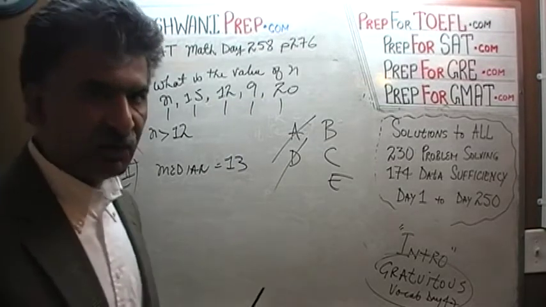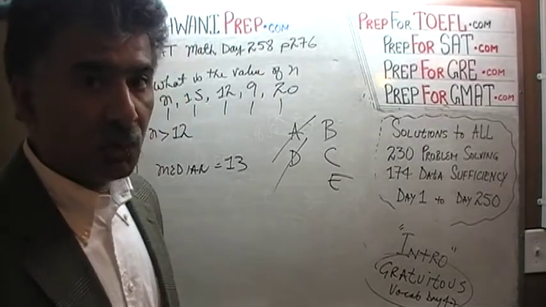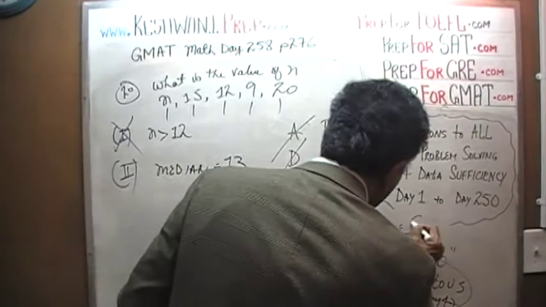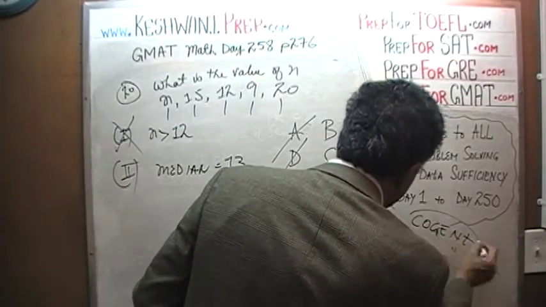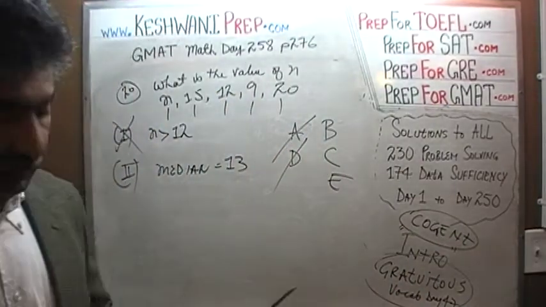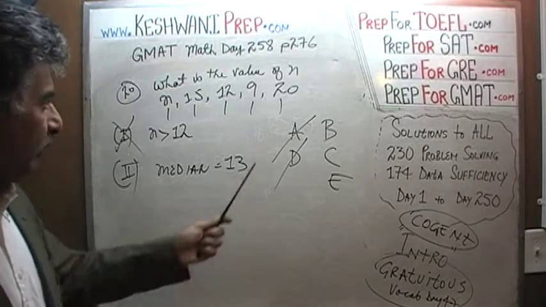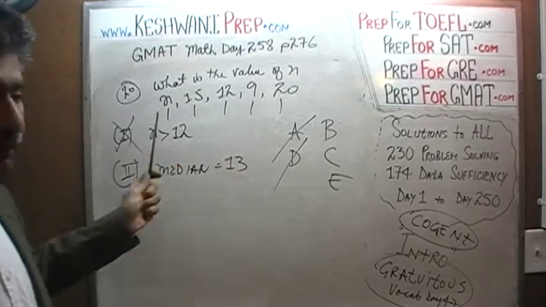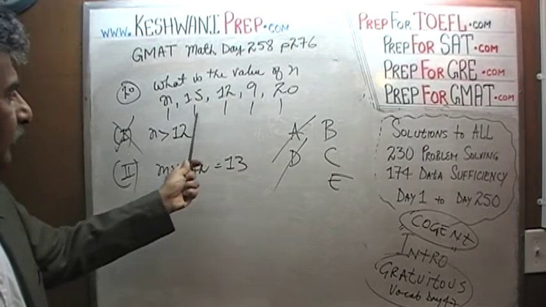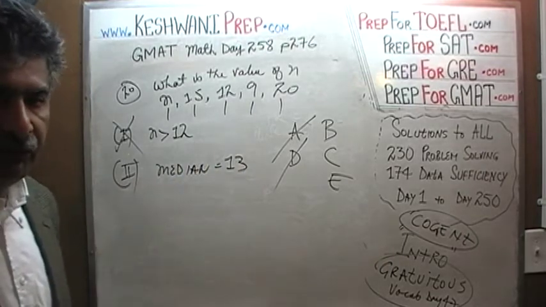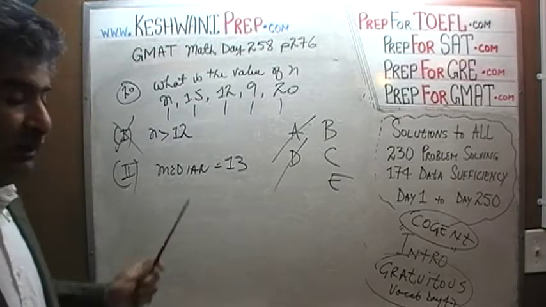You must present your thoughts in a very cogent, very persuasive manner. We'll learn this word in a second. The cogent argument here would be, because we have an odd number of numbers, 1, 2, 3, 4, 5, the median has to be the middle number. We are told that the median is 13.